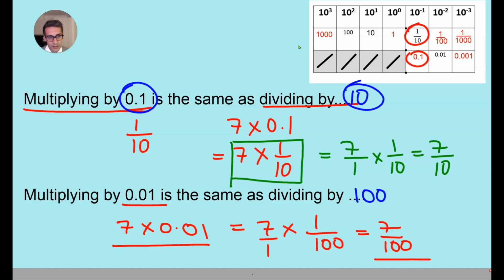So again, if you get stuck with these concepts, you need to watch the other videos. This was a very brief recap on place value. If you are not confident with this, you should not continue this video. Make sure you revise multiplying and dividing by place value.